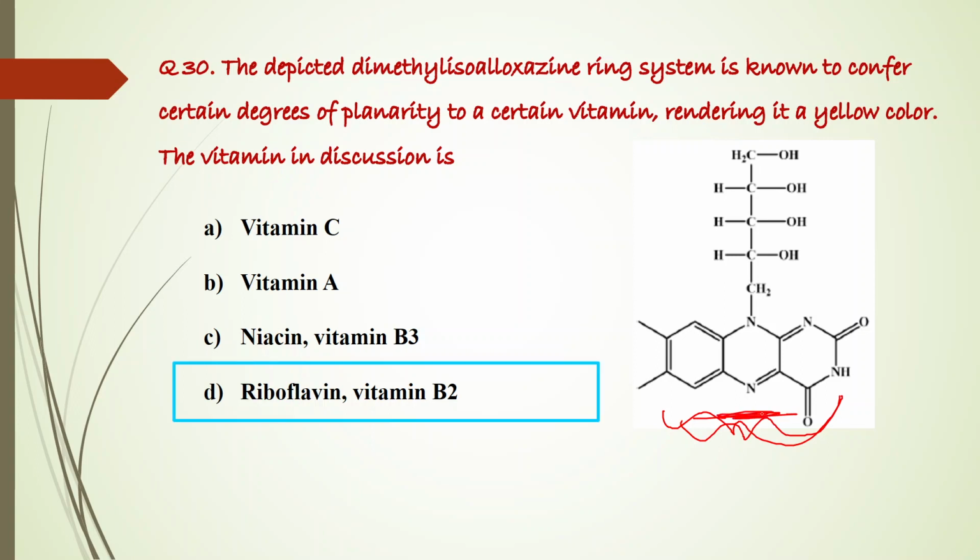In case of riboflavin, in case of FAD you have seen it. From riboflavin we can get to the FAD. So riboflavin has this dimethyl isoalloxazine ring. This ring system is known to confer certain degree of planarity and gives some yellow coloration. So that vitamin is riboflavin, which is otherwise in short form known as vitamin B2. Okay, so I think that was it. Yes, so that was the last question of this session.